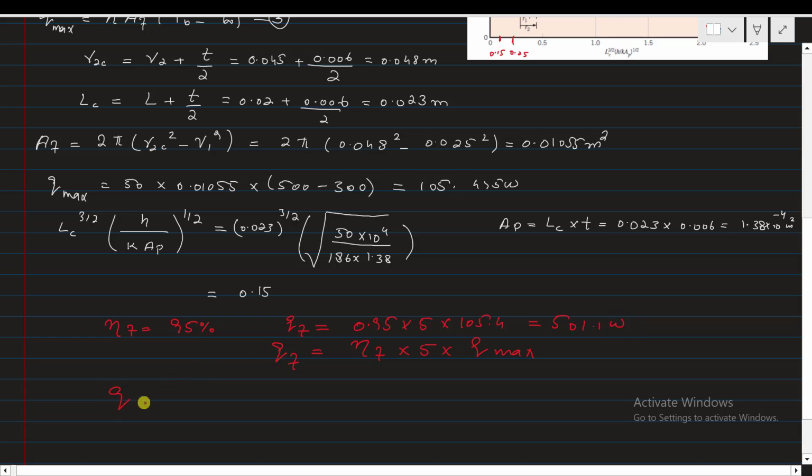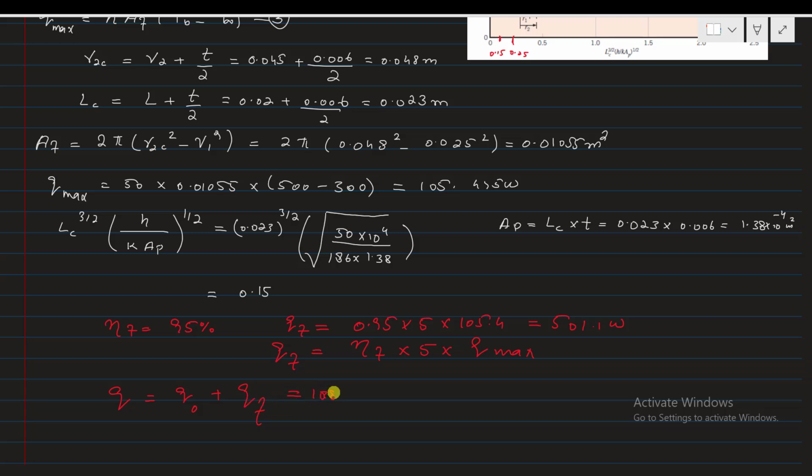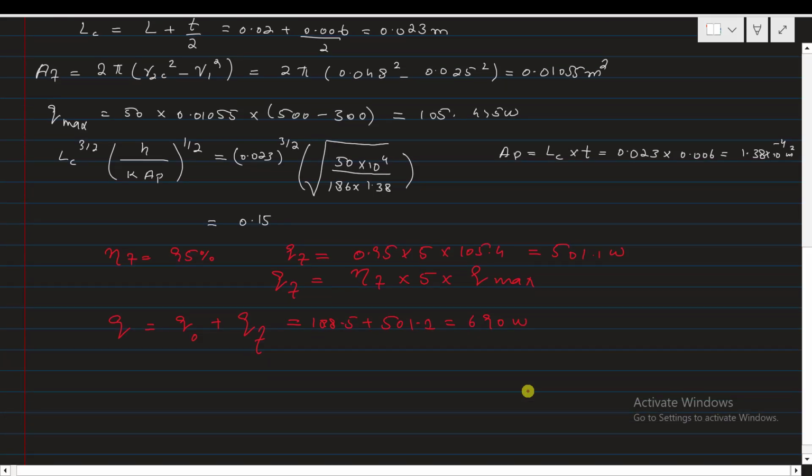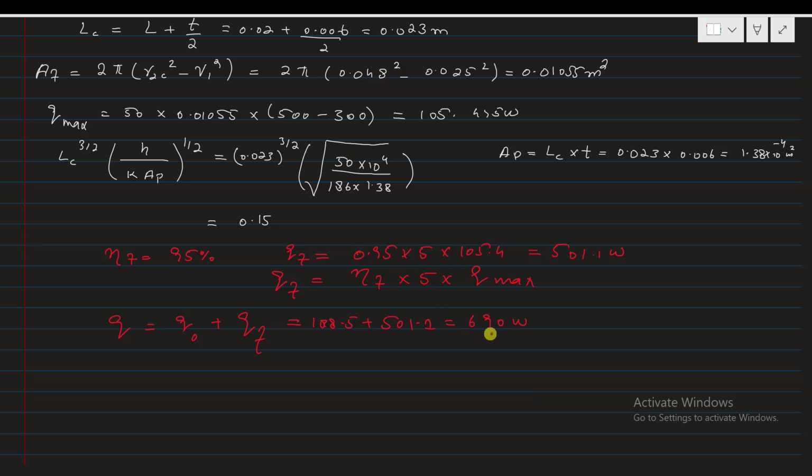Total heat transfer from this engine cylinder will be equal to Q naught plus Q of the fin. So Q naught is 188.5 plus 501.1. Adding, you will get 690 watt. So by adding the fins to the engine cylinder, the heat transfer is increased up to 690 watt.